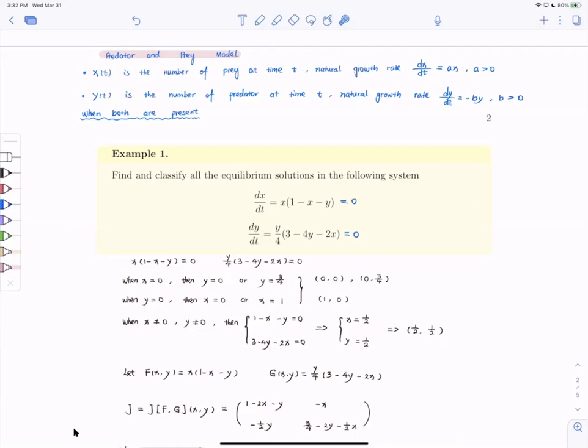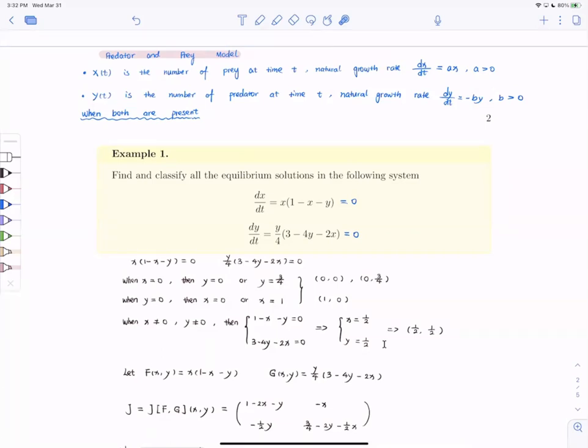And y(t) is the number of predators. So think about predators, they need to eat meat, so they need prey to be there. But if there is no prey, then we'll have less and less predators. So alone, their population is going to decrease. So the natural growth rate is negative by, where b is greater than 0, which means their population is going to decrease. So this is when they are not together.